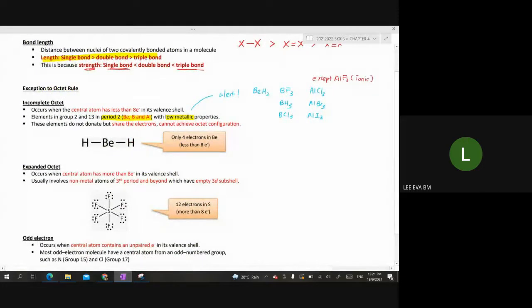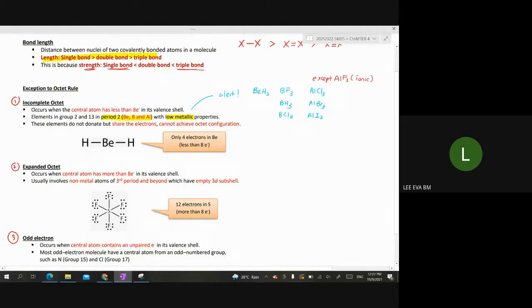Then we come into exception octet rules. There are 3 rules that you need to remember: incomplete octet, expanded octet, and also odd number or odd electron octet. So the first one, incomplete octet, occurs when your center atom has less than 8 electrons. This occurs when you have elements from group 2 and group 3 in period 2, which are your beryllium, boron, aluminium. We call it Be, B, Al.